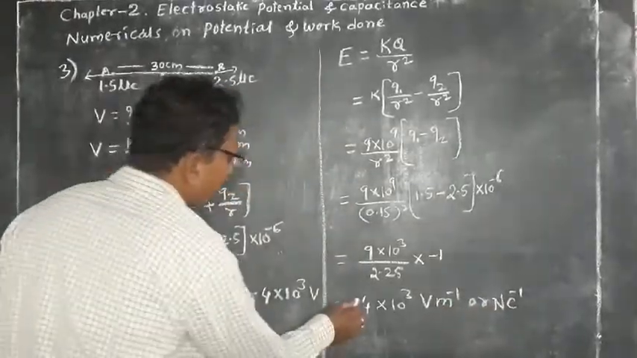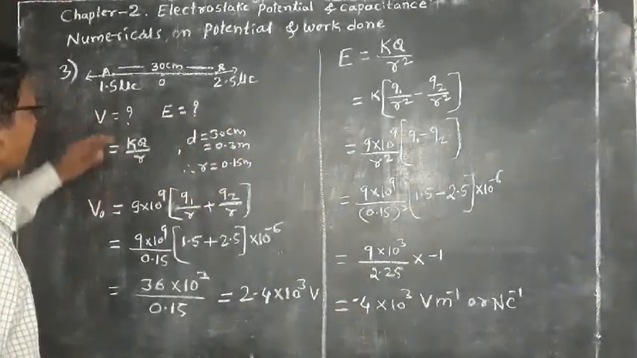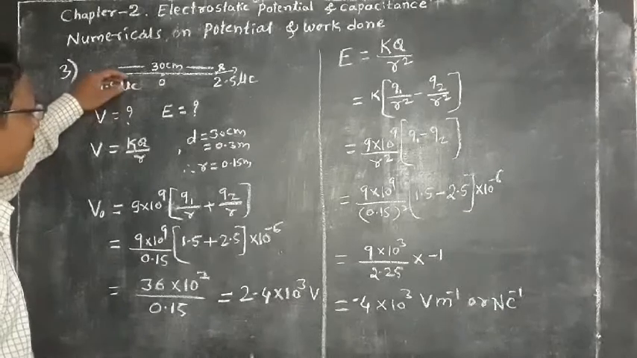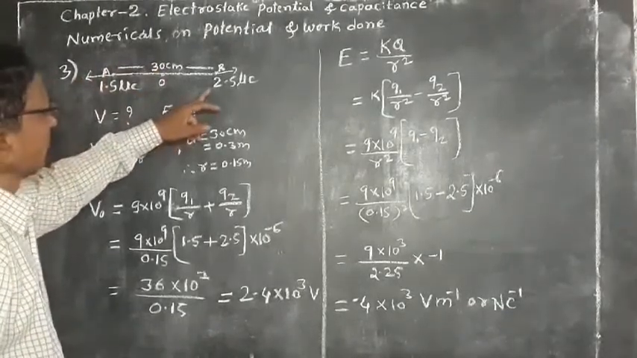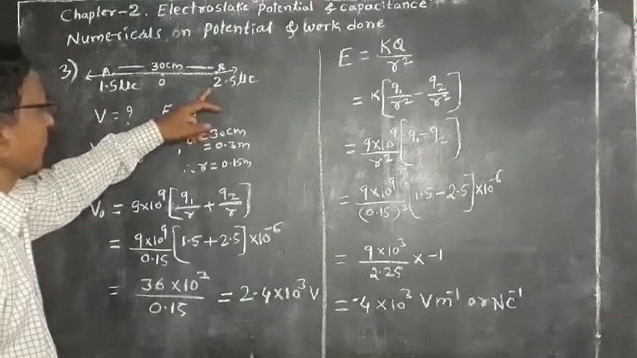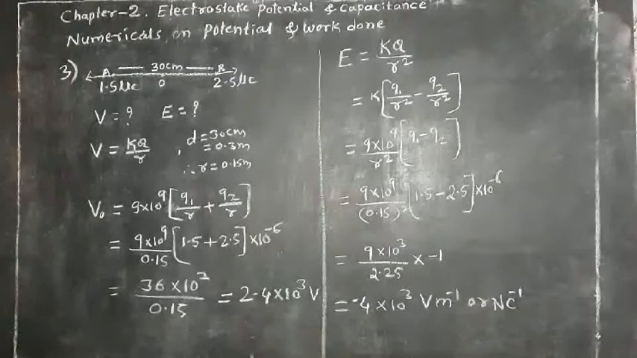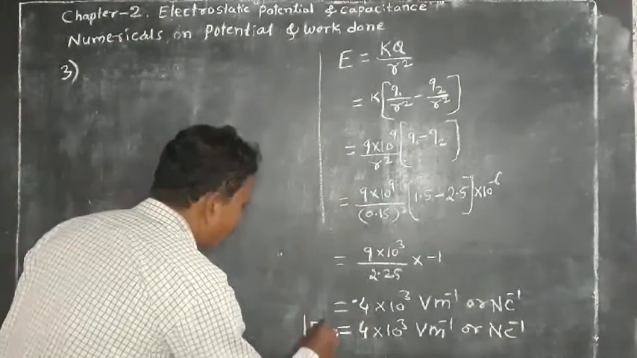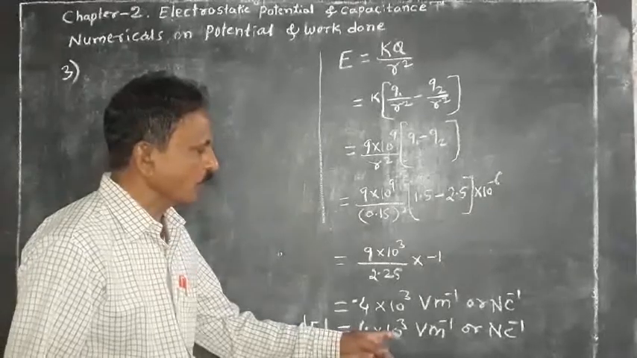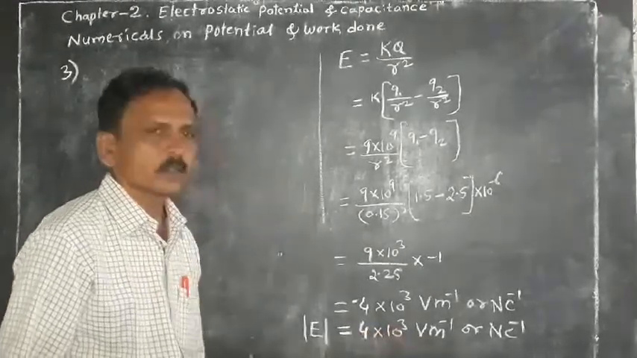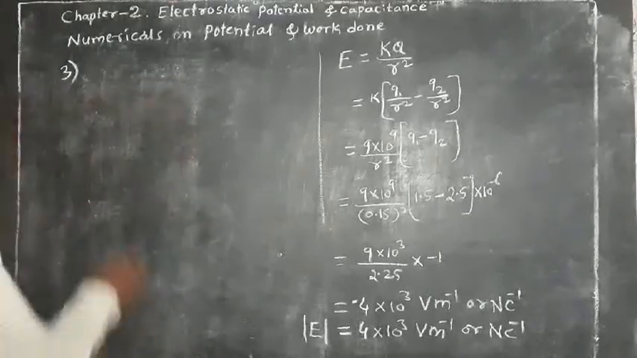Here the negative sign indicates that the field is in the direction from B to A. And next, the magnitude of electric field at O is equal to 4 into 10 to the power 3 volt per meter or Newton per coulomb.